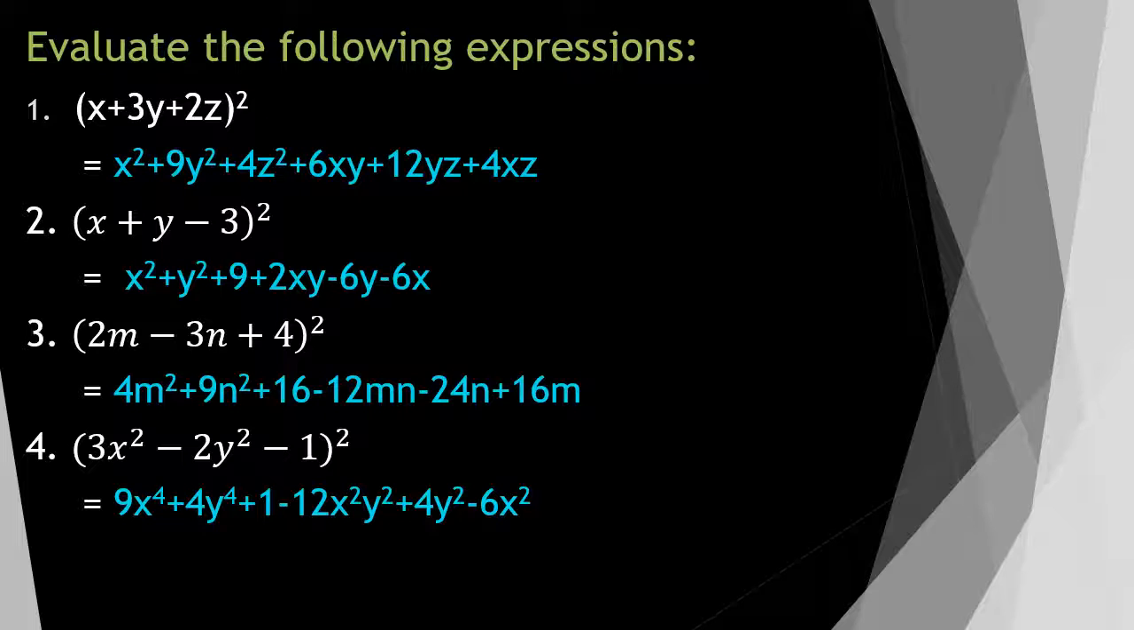If you are wondering why, it goes with this process. 2 multiplied by 3x squared, we get 6x squared.